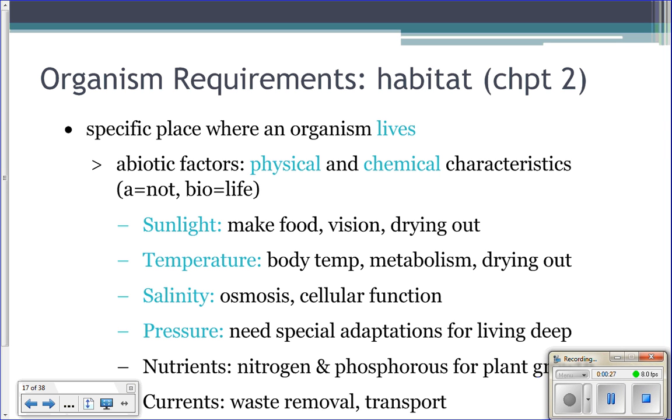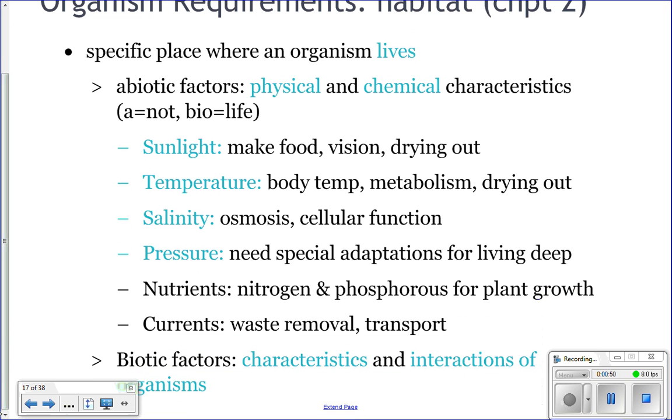So abiotic factors are the physical and chemical characteristics that make up where they live. Abiotic means not living, so they're the physical and chemical things. The biotic factors are actually the living things that make up their habitat. So let's look at a few of the abiotic factors that will affect the habitat of a living thing, and then we'll look at some of the biotic factors.